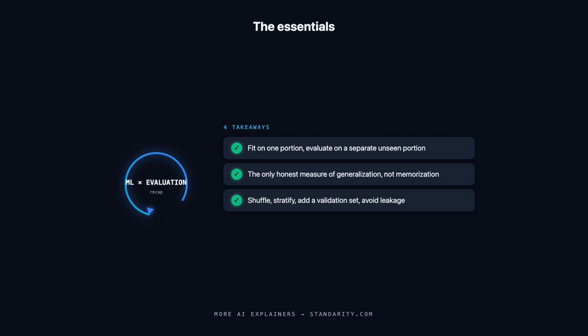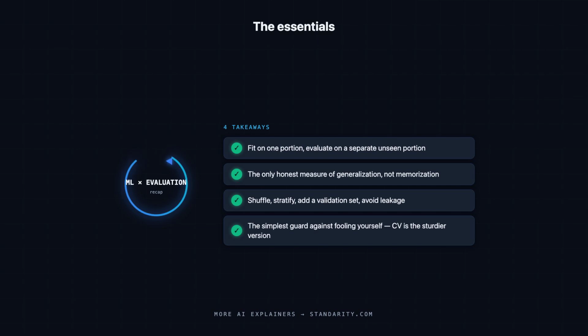Watch the details, shuffle and stratify sensibly, add a validation set for tuning, and never let pre-processing leak test information into training. Think of this as the simplest guard against fooling yourself, with cross-validation as the sturdier, more robust version of the same idea.